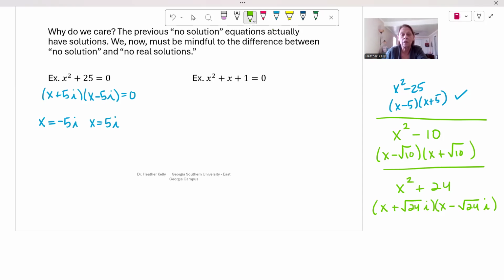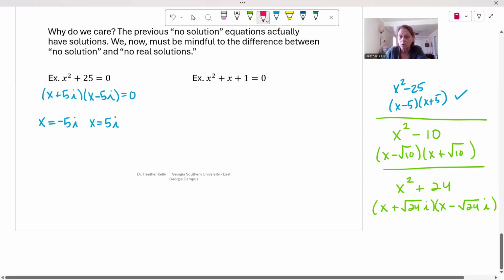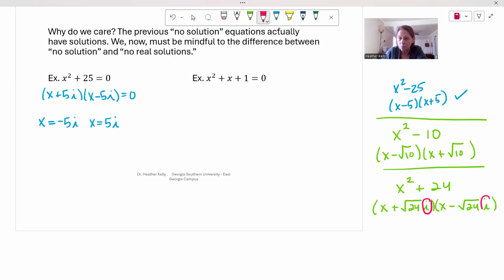Now, I want to tell you that we usually write things like i's and variables and stuff like that in front. So we would really write this as x plus i square root of 24 times x minus i square root of 24. We write it in front. That way there's no question whether it is under the radicand or not.